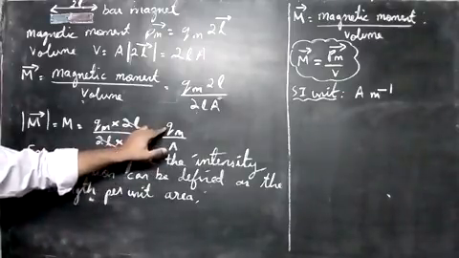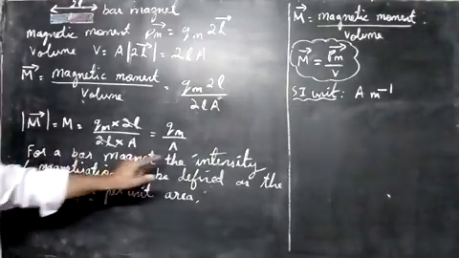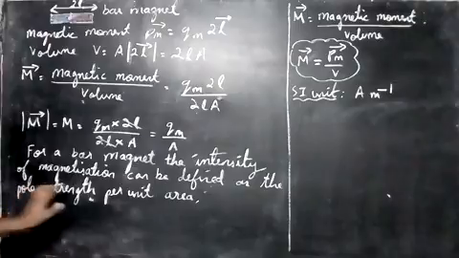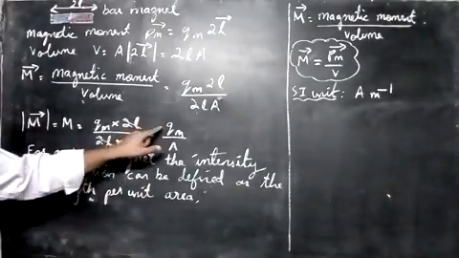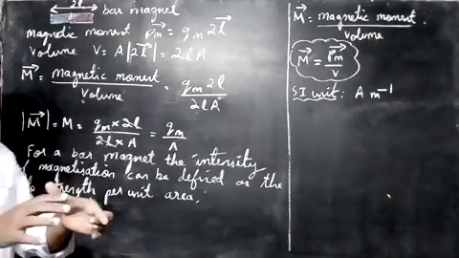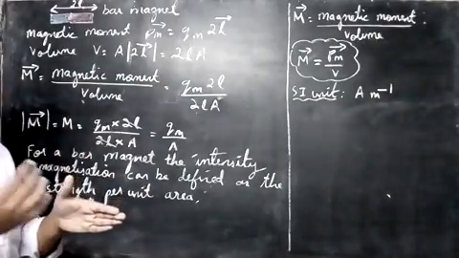Qm means pole strength, so this is pole strength by area. So for a bar magnet, the intensity of magnetization can be defined as the pole strength per unit area. That will give us the magnetization. So if you have a bar magnet, you must know its pole strength, and divide by the area. Then you will get the magnetization.